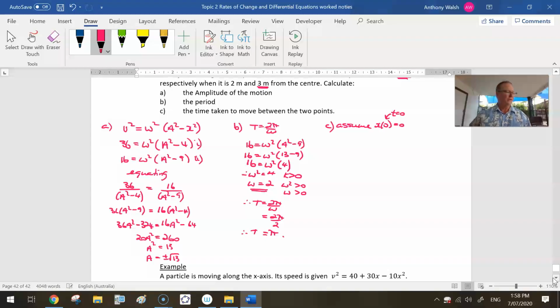Now, if we can do that, we can say, therefore, x would be equal to a sine omega t, without any plus alpha, alpha being a constant of integration. We don't need to use it if initially t is equal to 0, x is equal to 0. So x is equal to a sine omega t. Now we know what a is, the amplitude, it's root 13. And we also know what omega is. It was 2.